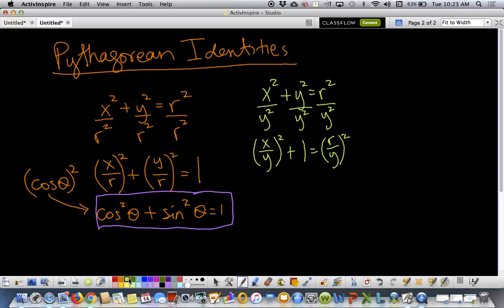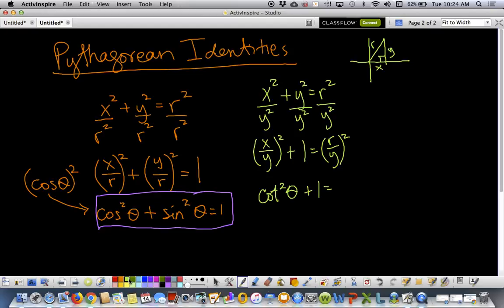Now, this one takes a little bit more thought. Let's leave our x and our y and our r. So what is x over y? X over y, looking at this diagram, it's a tangent, but it's a cotangent. I'm thinking opposite over adjacent, but it's the reciprocal of that. So this is really cotangent squared theta. Okay? Plus 1 equals, now what is r over y?